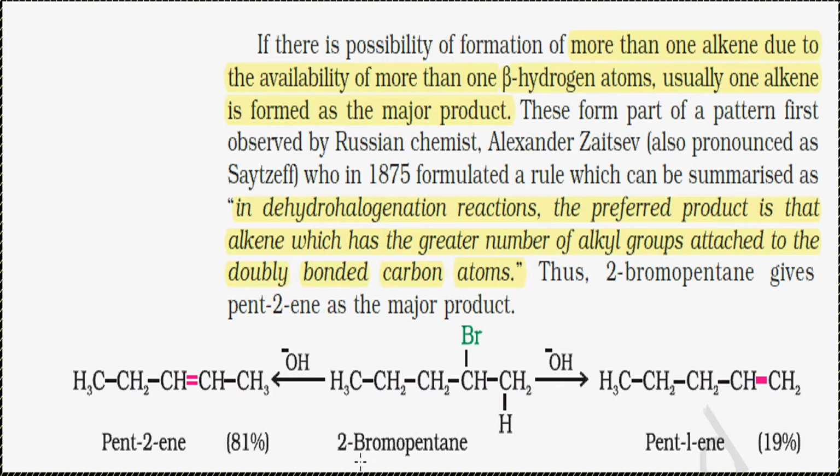For example, in elimination reaction of 2-bromopentane, it gives two products, pent-2-ene, that is the double bond is on the second carbon from here, and here we have the double bond on the first carbon, pent-1-ene. Now pent-2-ene has a doubly bonded carbon which is attached to a greater number of alkyl groups, so it is obtained as the major product.